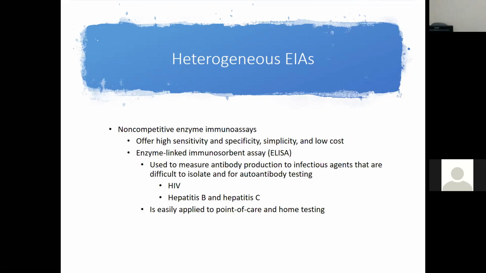Enzyme-linked immunosorbent assay used to measure antibody production to infectious agents. Makes sense, right? We see that with HIV, hepatitis B and C, which is if the body produces an antibody, we look for it, okay? We do this for antibody testing against a disease or against a pathogen or against the viruses. It's easily applied to point of care and home testing, right? You can go to the drugstore and get an HIV test if you want, right? Now I think they have hepatitis C testing at home too.